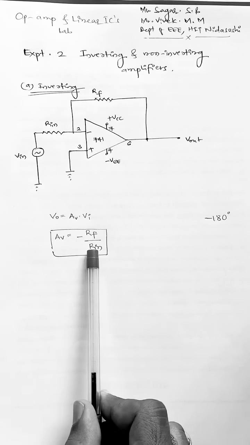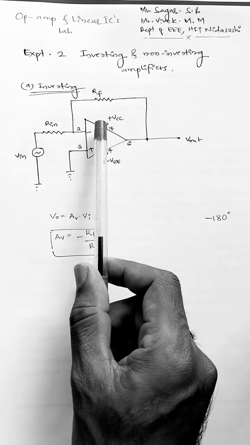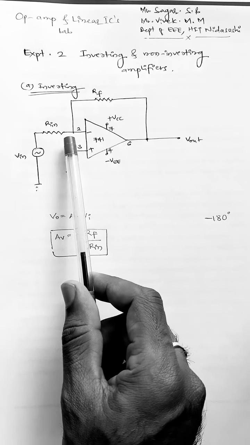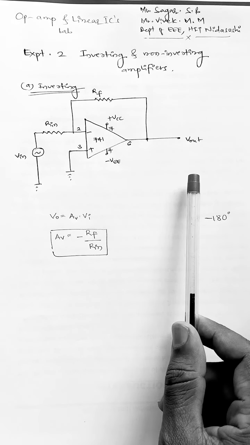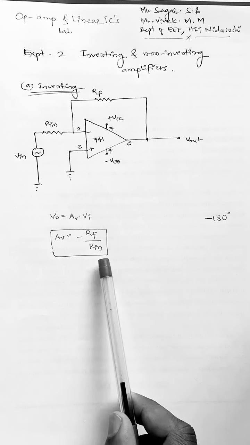By making use of this RF by Rin, we will choose the values of feedback resistance as well as input resistance depending on our application. Say, for example, if I need a gain of 1, then Rin and RF will be the same, so that RF by Rin will be equal to 1. Say I need a gain of 10, then the RF value will be 10 times more than the resistance Rin, and so on.